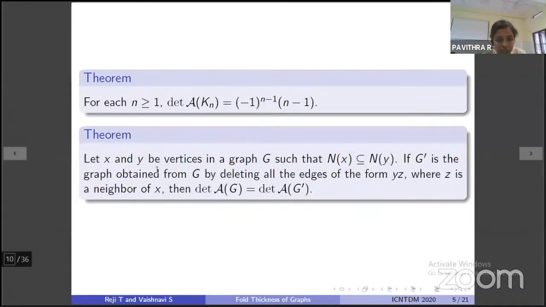Next is an important theorem that we use in most of our discussions. Let x and y be vertices in a graph G such that N of x is contained in N of y. If G' is the graph obtained from G by deleting all the edges of the form yz, where z is a neighbor of x, then the determinant of the adjacency matrix of G will be equal to the determinant of the adjacency matrix of G'.